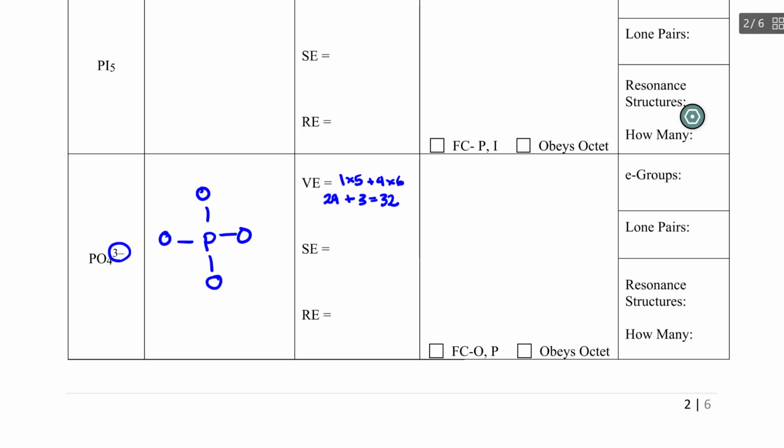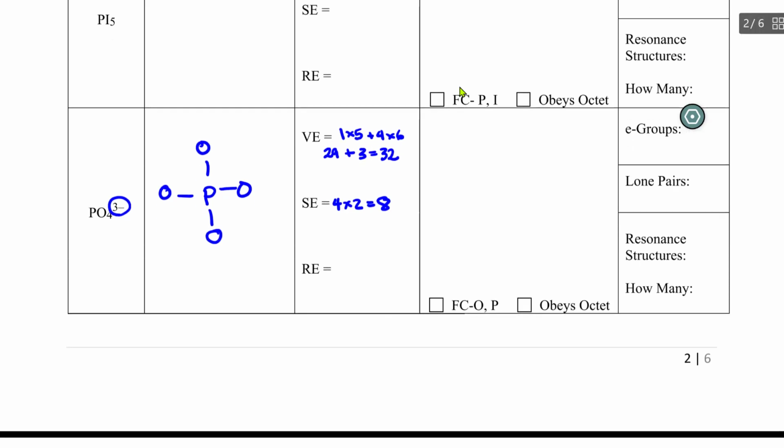and then we end up with 32 electrons. Now, in our skeleton, what we have is we have 2, 4, 6, 8. So there's 8 skeletal electrons, or you can simply say 4 times 2 because there's 2 per bond. And so the electrons that I have remaining to distribute are 32 minus 8, or 24.